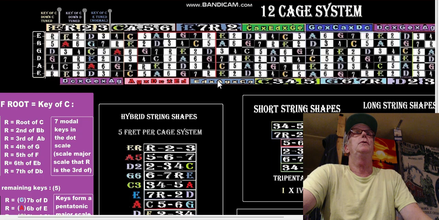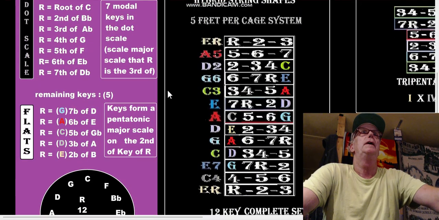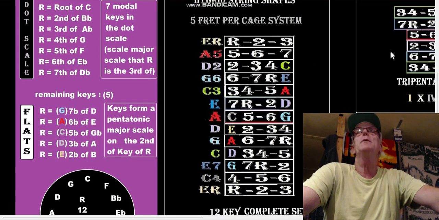So what we've got is the dot scale, and then we have what I call the, what did I call the scale?